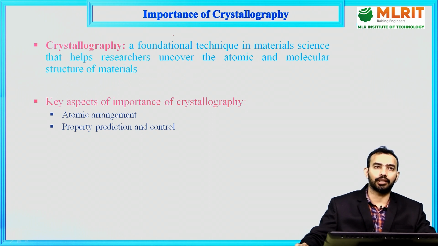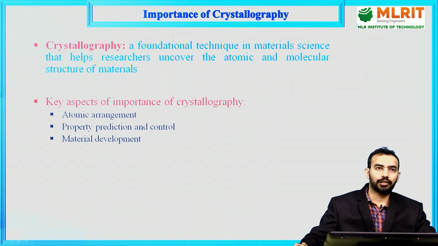For example, in the last class we discussed the allotropes of carbon. One is diamond and the other is graphite. The way carbon atoms are arranged in diamond and in graphene gives altogether different mechanical properties to these two materials. Diamond, we all know, is the hardest material known, whereas graphene is a soft material. So as crystallography can provide information related to the atomic arrangement, it enables us to predict the properties and to get control over the properties of the material.